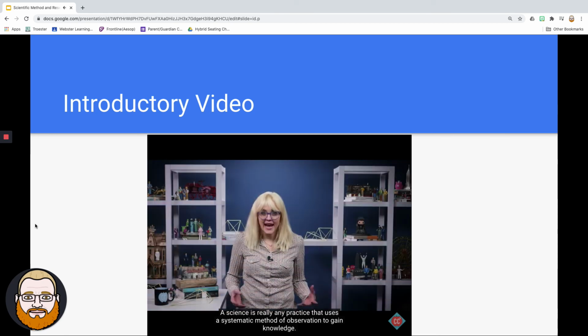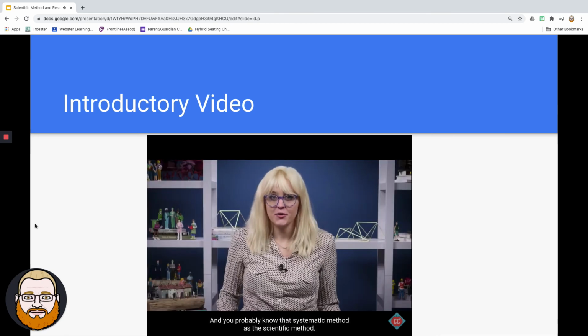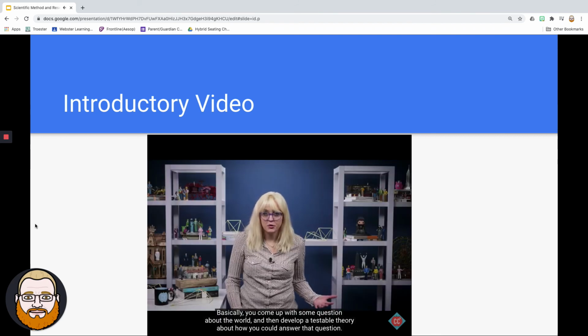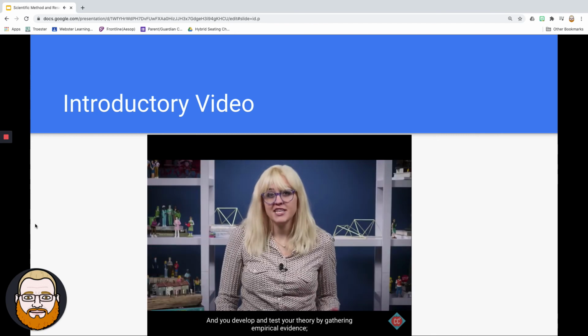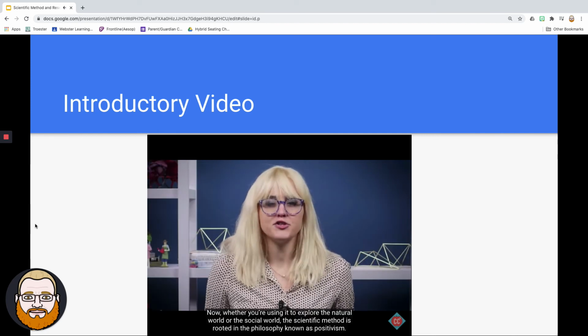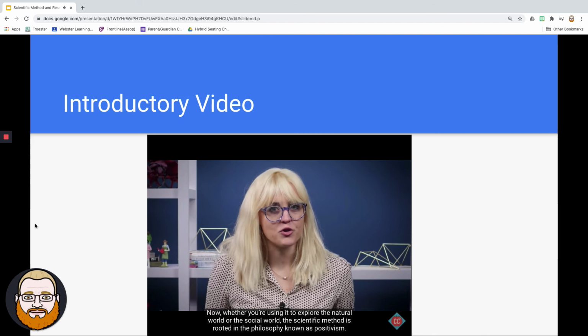A science is really any practice that uses a systematic method of observation to gain knowledge. And you probably know that systematic method as the scientific method. Basically, you come up with some question about the world and then develop a testable theory about how you could answer that question. And you develop and test your theory by gathering empirical evidence, that is, verifiable information that's collected in a systematic way.